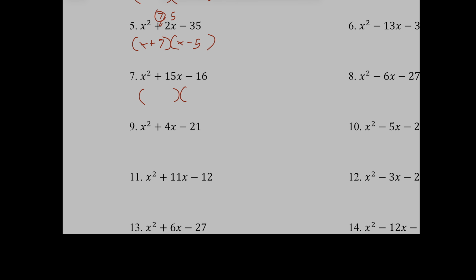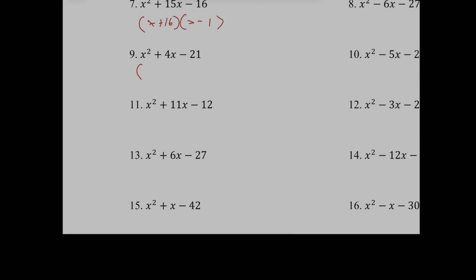Next one. Oh, that middle number is 1 less than the third. That tells me something. Third term is negative. Signs are different. The numbers have to subtract to the middle. Okay? And 16 is going to go with the positive. 1's going to go with the negative.